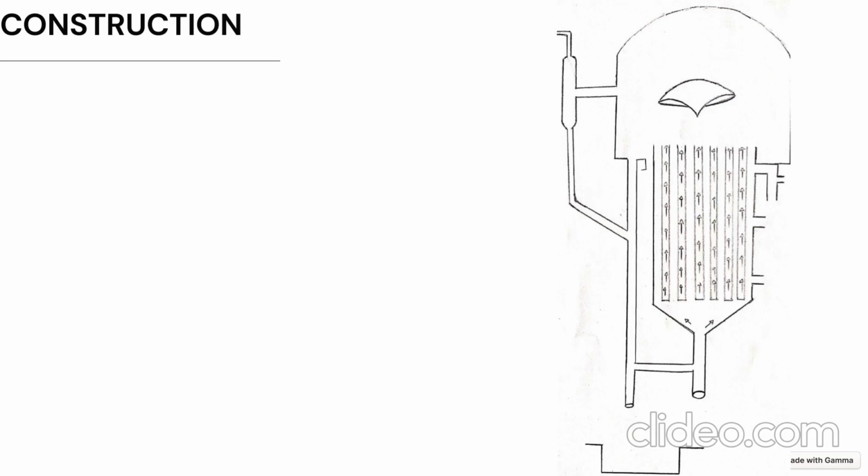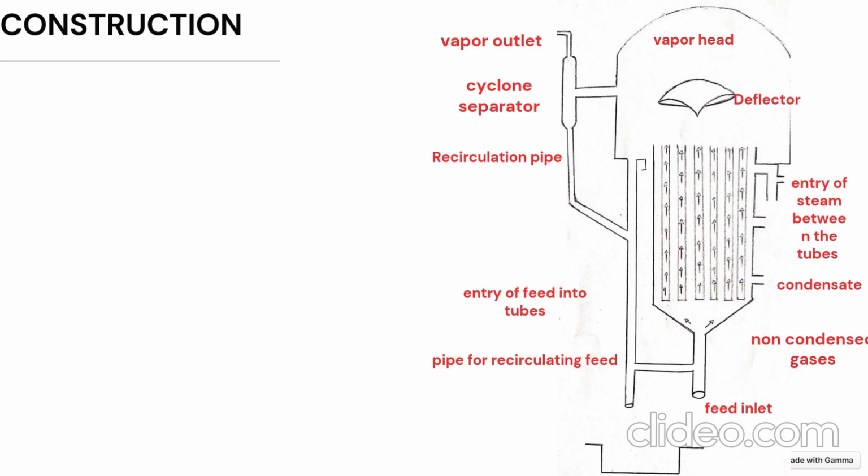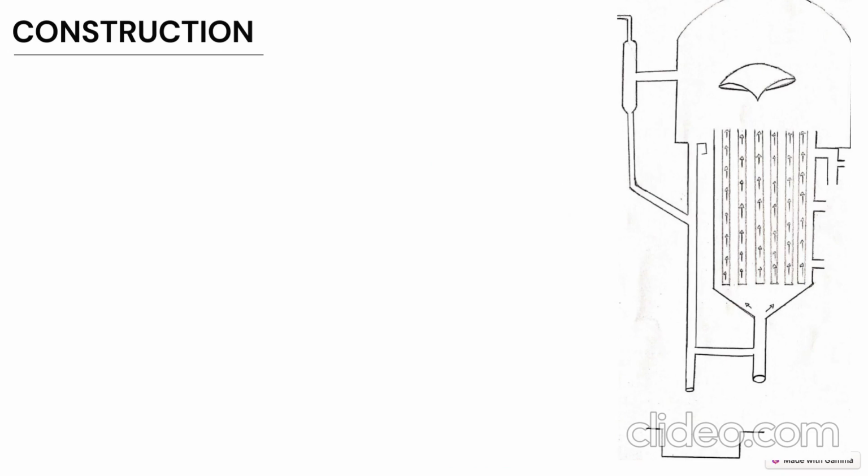Construction. Climbing film evaporators contain various parts like the vapor outlet, cyclone separator and a recirculation pipe, then the entry of feed into the tubes, then a pipe provided for the recirculation of feed, then vapor head, deflector, then a space provided for the entry of steam between the tubes, then condensate outlet to collect the condensate, then non-condensable gases, then feed inlet, and a receiver for the collection of concentrated product, that is the resultant product. Climbing film evaporators usually contain these main parts.